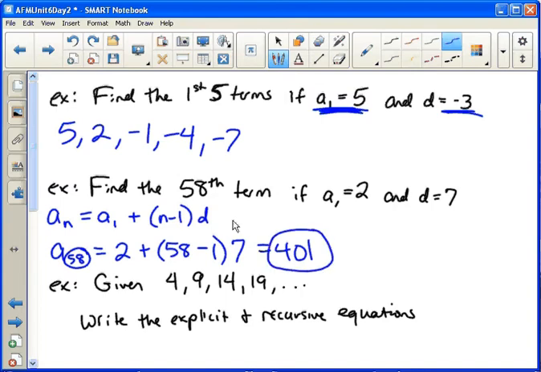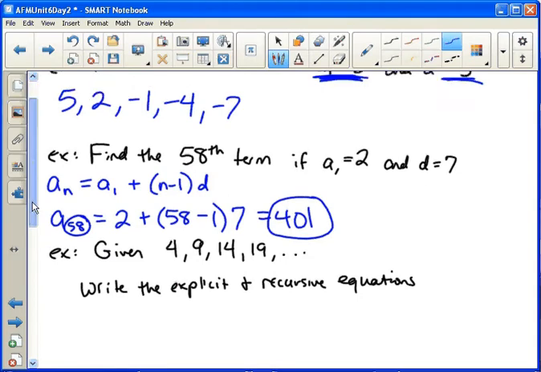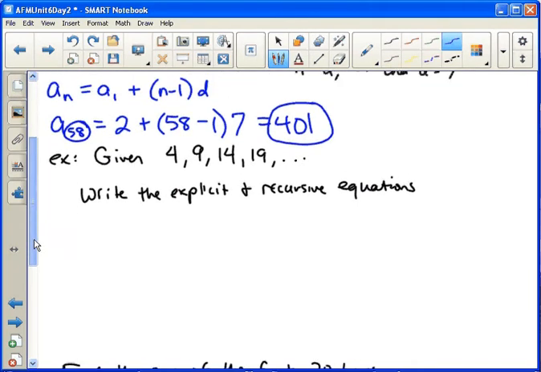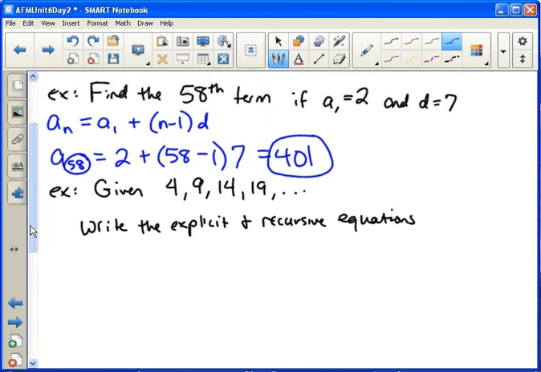One thing you may be asked to do is write the equations. And if you notice, this one is a little different. They have only given you the list. They haven't said what a1 equals or said what d equals. They just give you the sequence. Okay, well, remember what a1 is. a1 is just the first term, so that means 4 is a1. Because your a1 is just your first term, so that's 4.